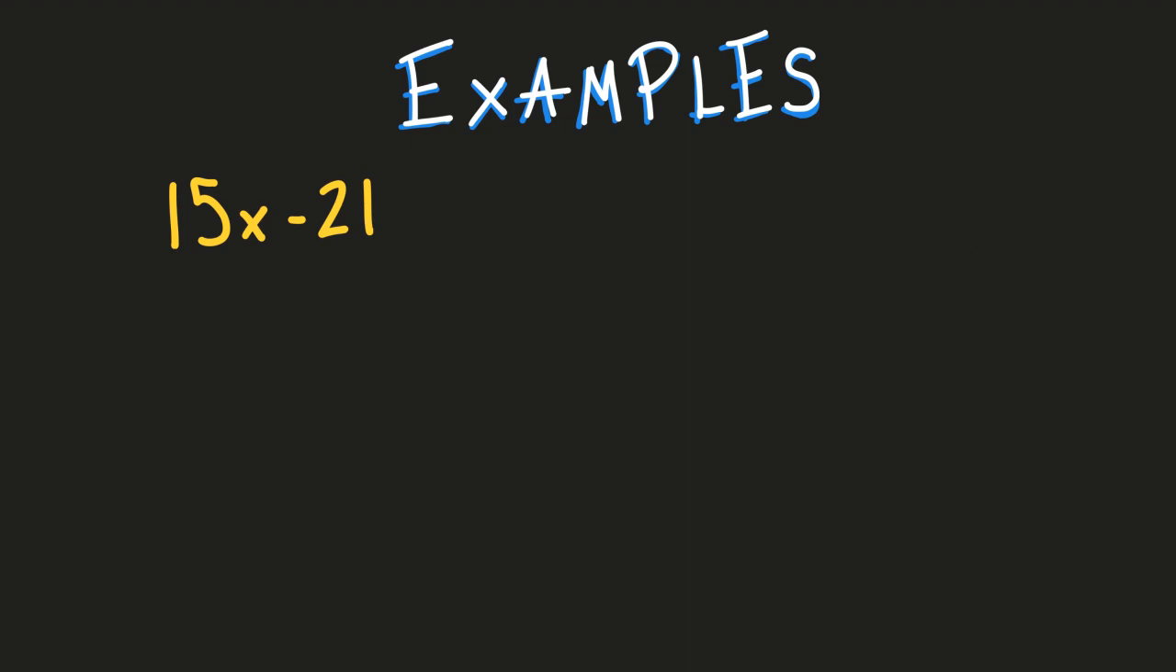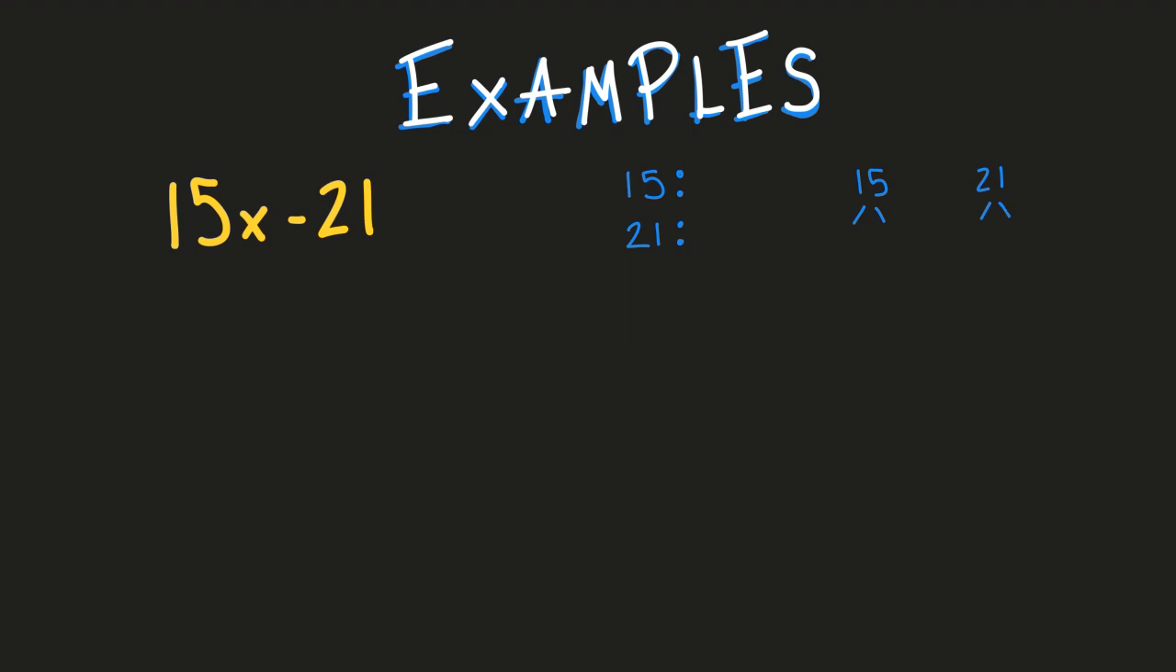Now we have 15x minus 21. We're going to look at those two numbers. We can look at them any way that we would like. You can do your lists, you can do your trees, however you would like. You can set it up however you want, as long as we are trying to find that greatest common factor.